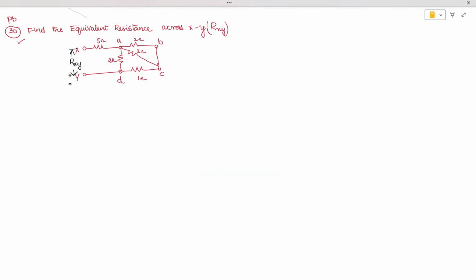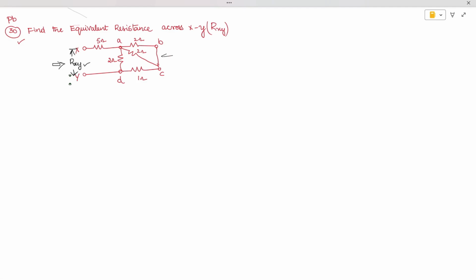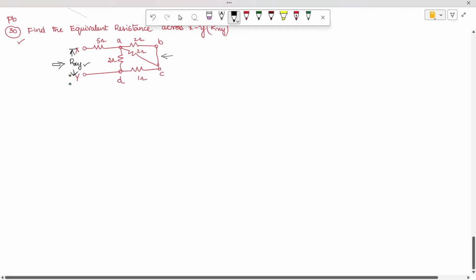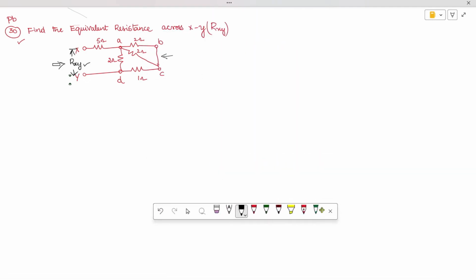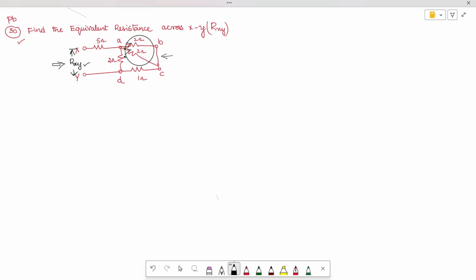So today we are going to find the equivalent resistance across the terminals X and Y. Whenever we are solving the problem from this side, we need to solve from the opposite direction. Whenever you see this problem, you can understand that these two resistors are connected in parallel. Why? Because current is dividing, these two are going to be connected in parallel.